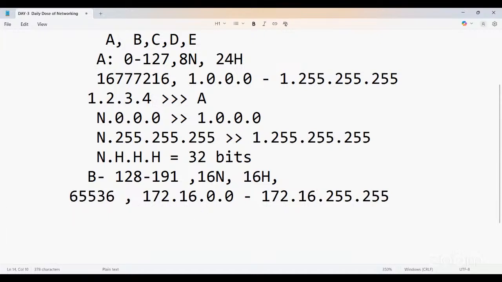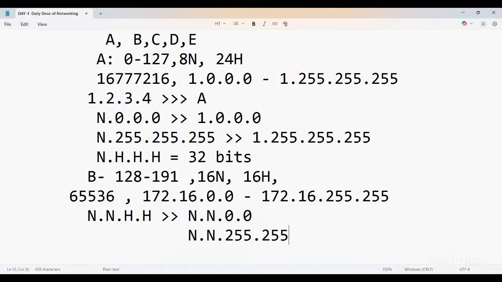So here the network ID for any network, if you identify it as a class B network, will be network. Usually it will look like this only. If you have to calculate the network address of any class B IP, it will be network.0.0. And its broadcast IP will be network.255.255. So that is it.